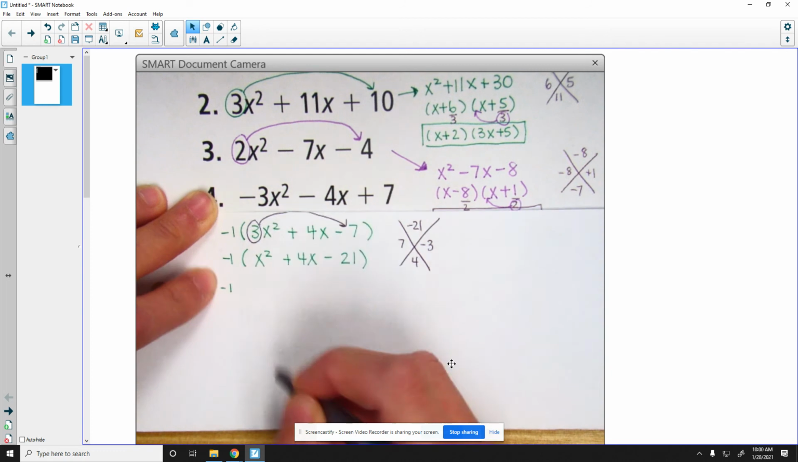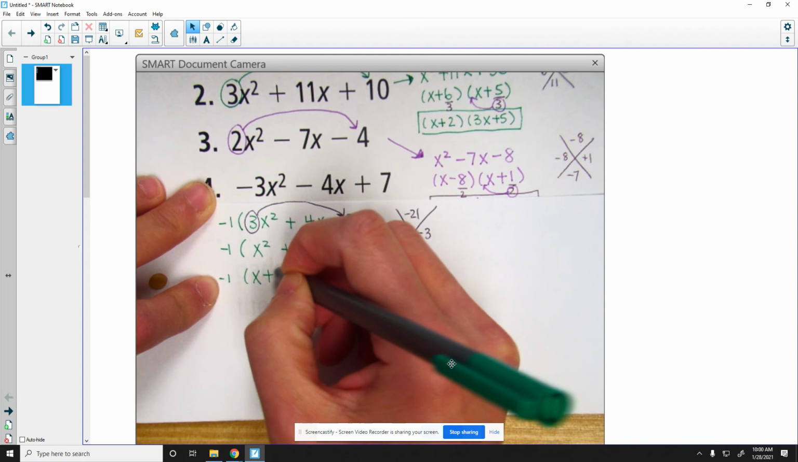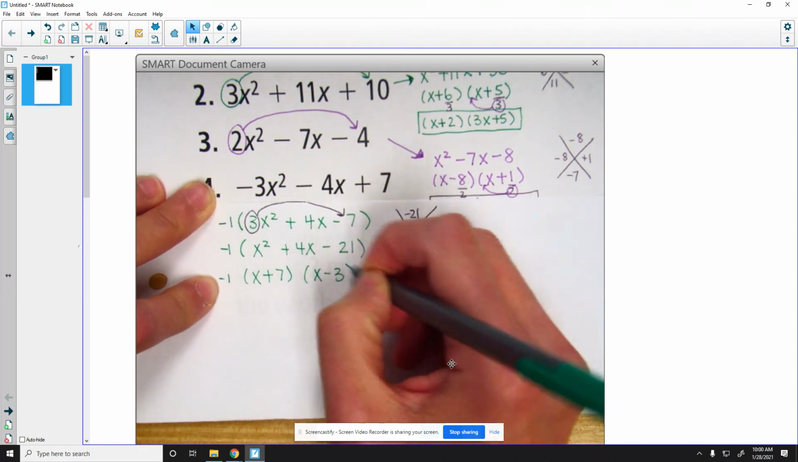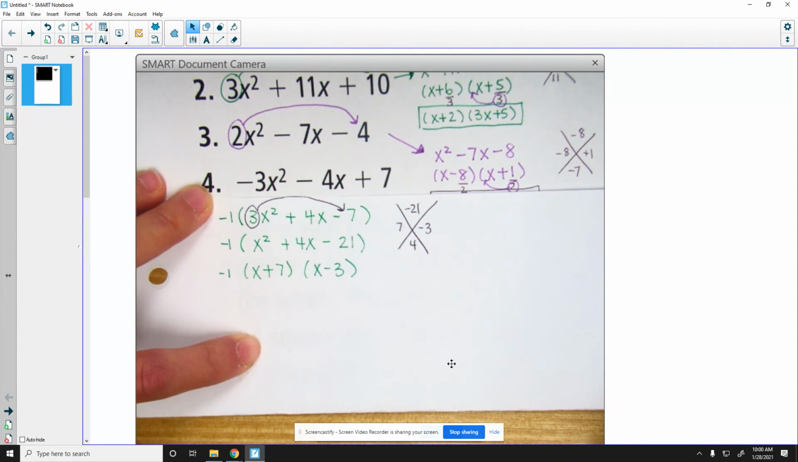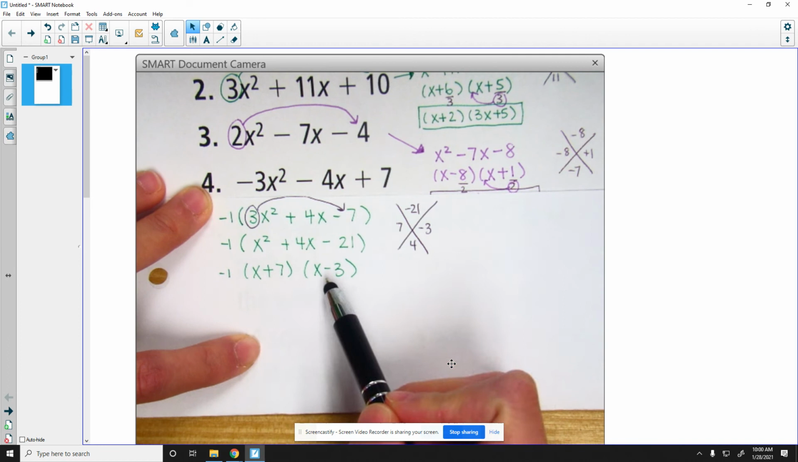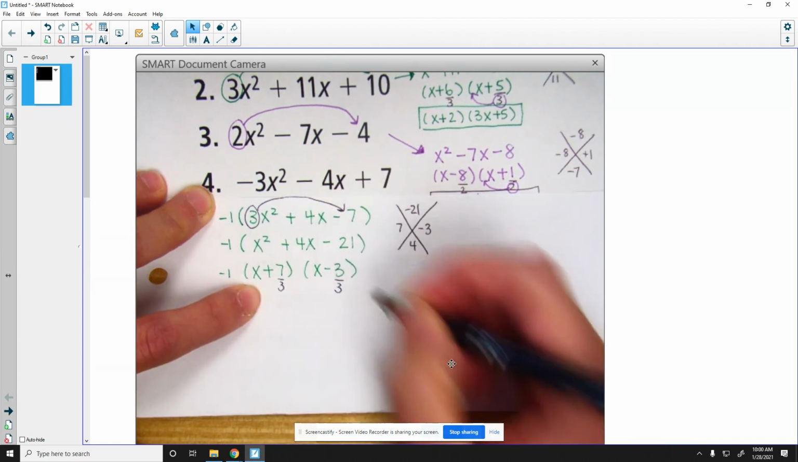Remember, the -1 is still there. Don't forget about the -1. So I have x plus 7, x minus 3. Am I done? No. What do I do now? Divide by 3, right? I'm not done yet. I can't box it in because since I multiplied by 3, I have to undo it and divide by 3.